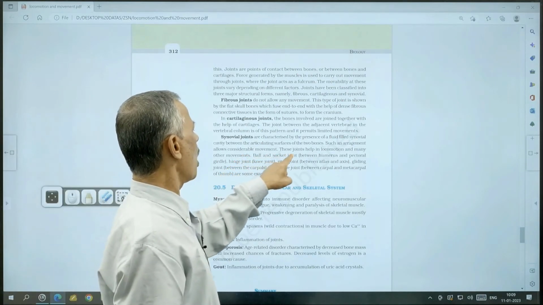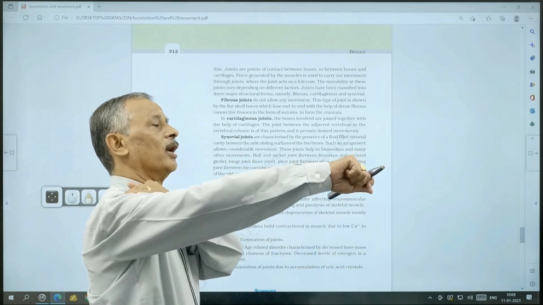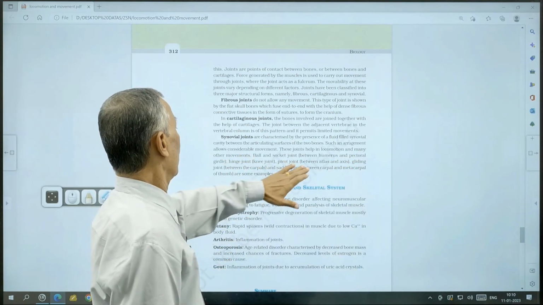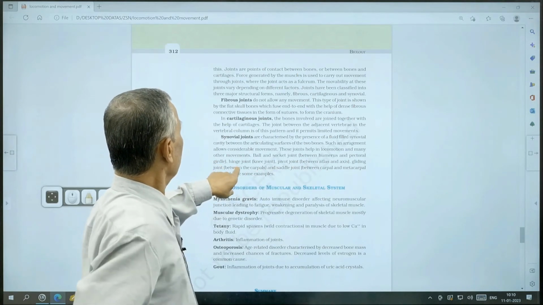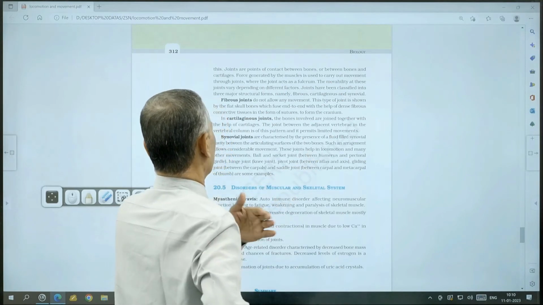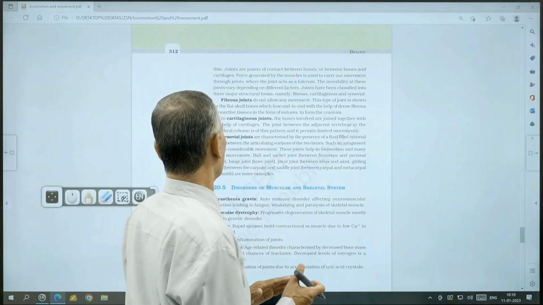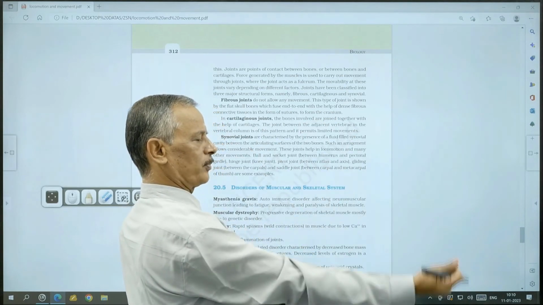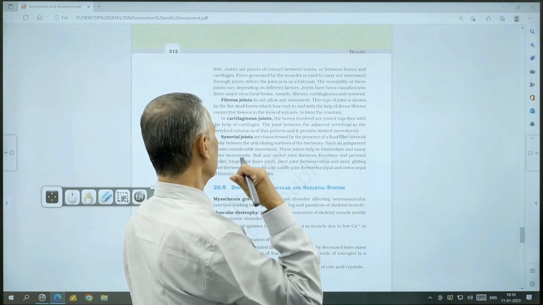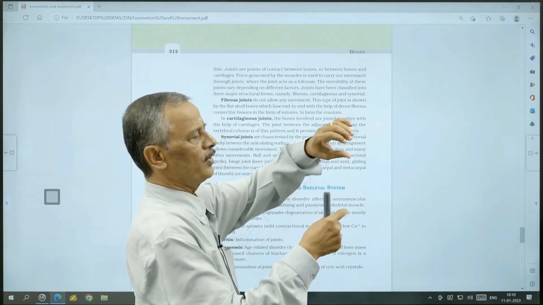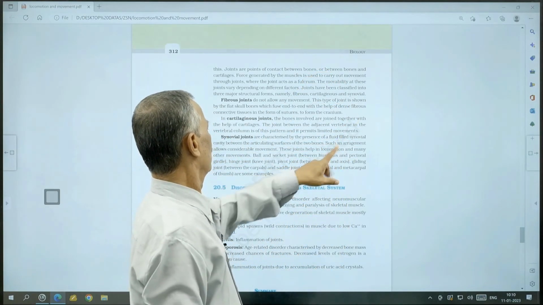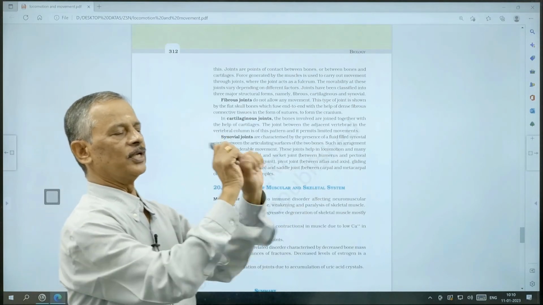For example, ball and socket joint between the shoulder and the upper arm, and between the hip joint; the pectoral girdle and pelvic girdle are having ball and socket joint. Then hinge joint, which will be moving only in one side, just like a hinge: knee joint, elbow joint, etc. Then pivot joint, atlas and axis. Gliding joints between the wrist and ankle.